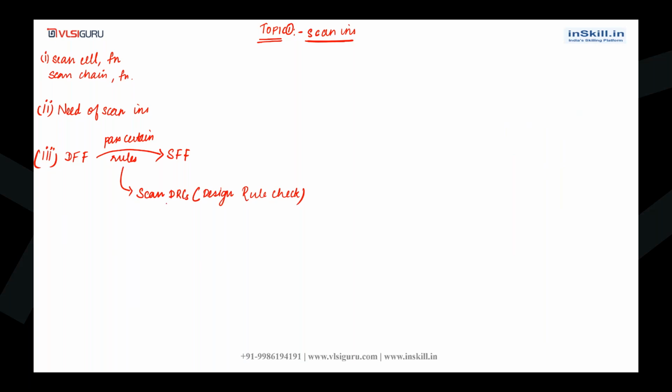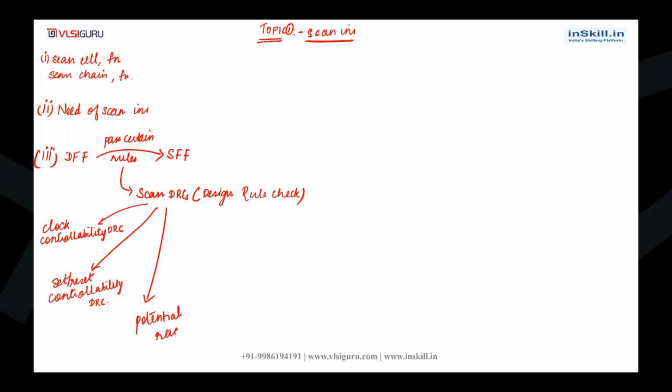In scan DRCs, you have various DRCs: clock controllability DRC, set reset controllability DRC, potential races DRC, feedback loop DRC, X source DRC, and bus contention violation.